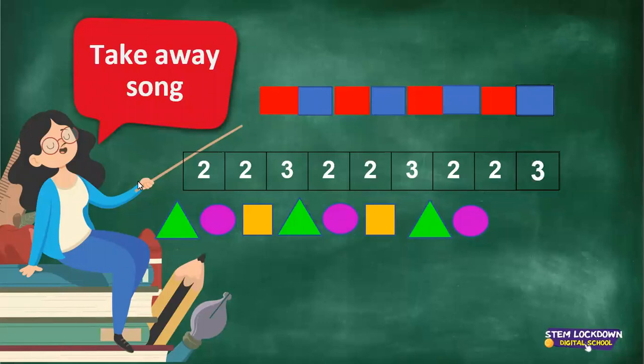What do we have here? Triangle, oval, square. Triangle, oval, square. Triangle, oval. What comes next? I don't know what is there. What comes next? The shape is a square.